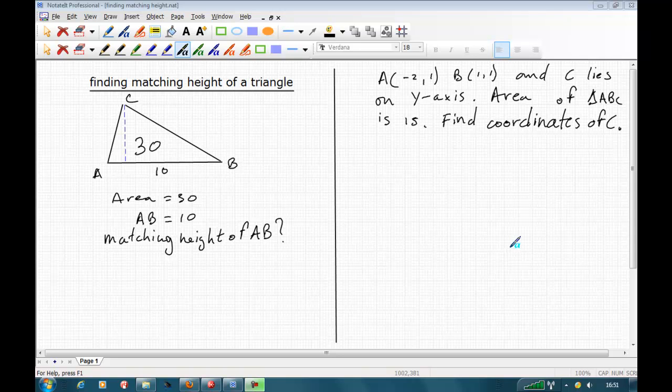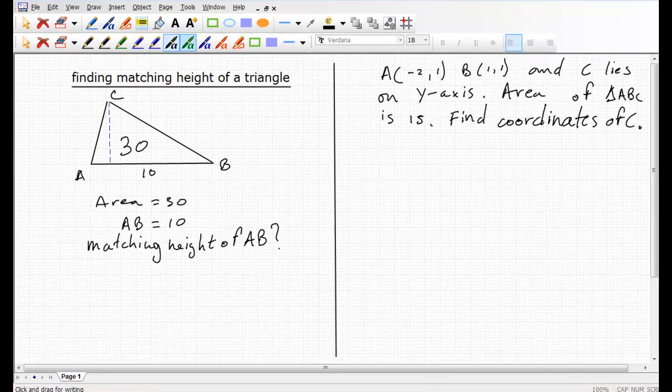Okay, in this video we're going to look at how to calculate the matching height of a triangle when the base is given as 10 and the area is given as 30. Usually you get a base and a height and you calculate the area. Now you're given the base and the area and you need to calculate the height. So how do we do this?